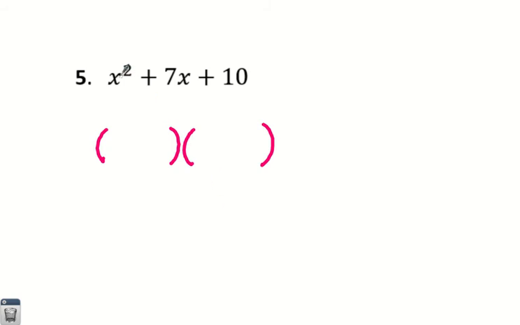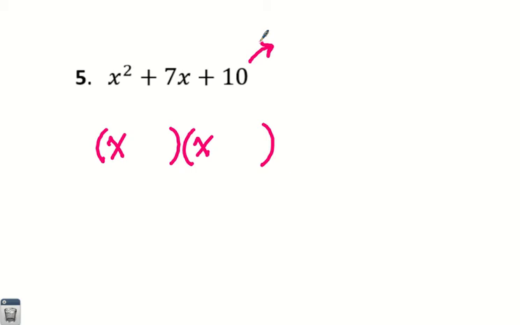So remember, if the original problem up here just starts off with x squared, that means these two bubbles have to just start off with x and x. And if that is the case, you can just finish off these bubbles by figuring out what two numbers multiply to get positive 10, but at the same time they also add up to positive 7.